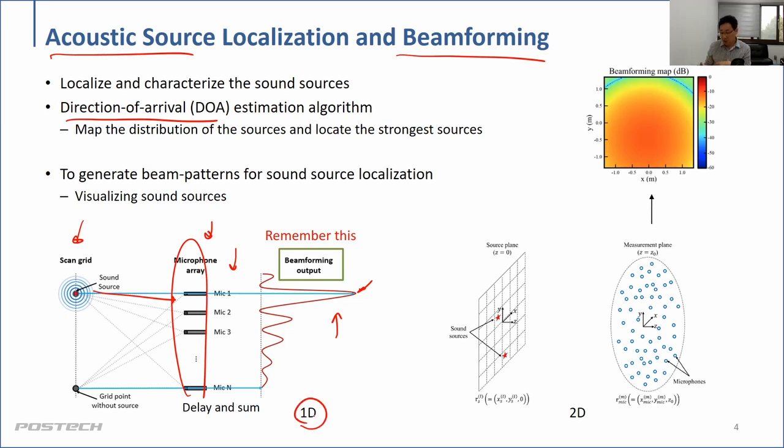This is the one-dimensional case. If we do the two-dimensional space, this is probably the situation. We have a plane where the speaker or sound source is located somewhere, and we have another plane where we put the microphone arrays, randomly distributed. Using that information, we can get beamforming maps. Here we have 1D, and since we're talking about 2D space, the beamforming map is going to be in 2D.